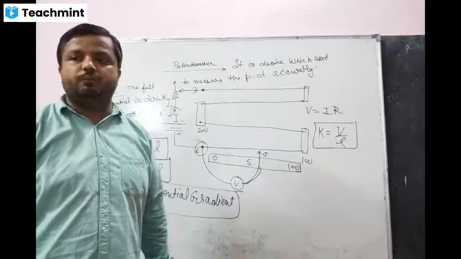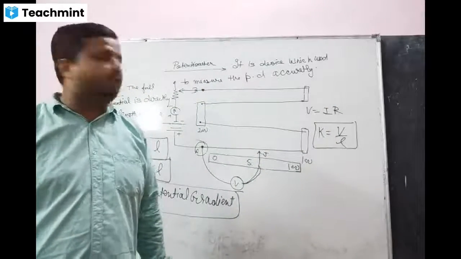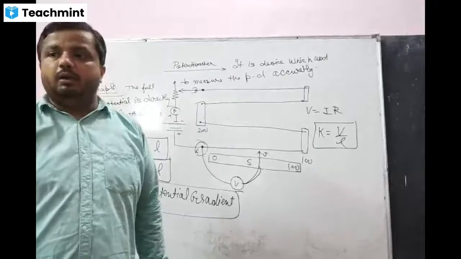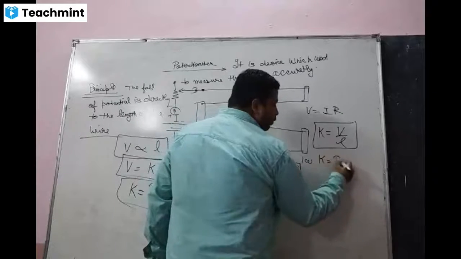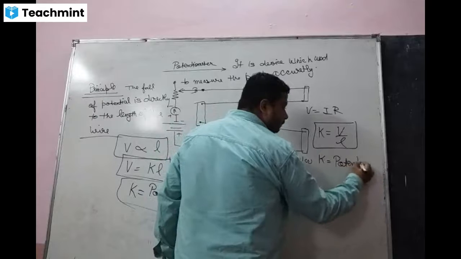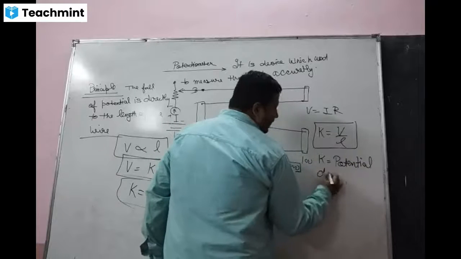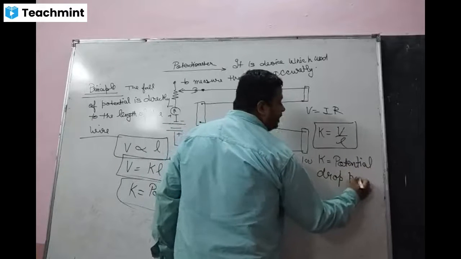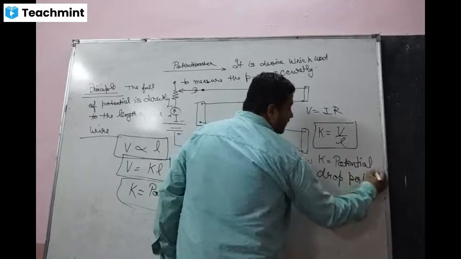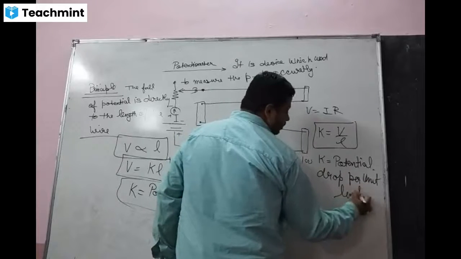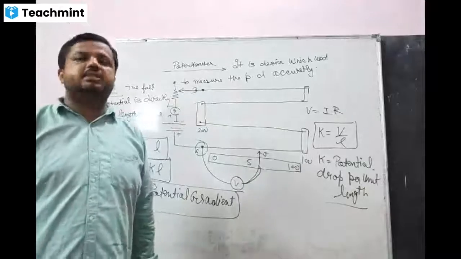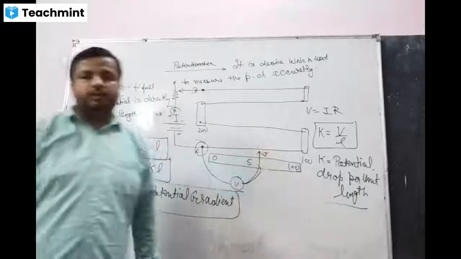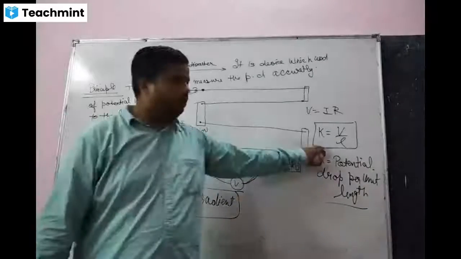K is V by L. K is also called potential drop per unit length. Potential drop per unit length. This is the value used to find out the value of K.